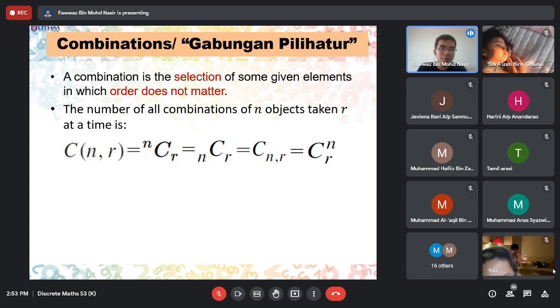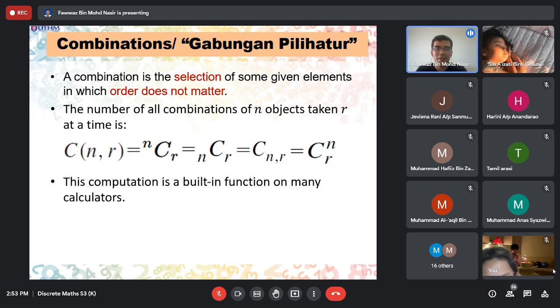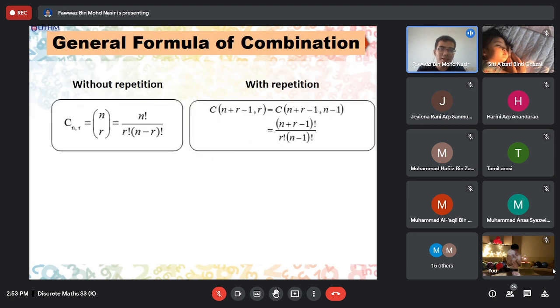Okay, so sama juga macam permutation tadi, combination ni pun ada built-in function dalam kita punya calculator. So kita boleh pakai calculator, and sama juga macam permutation tadi, ada situasi yang kita kena pakai formula dulu sebelum kita pakai calculator. Kita substitute dulu nilai di dalam formula, only then kita use calculator. Kalau without repetition, you can use straight away calculator, tapi kalau situasi yang ada repetition, you must substitute value di dalam formula tu dulu, baru kita guna calculator.